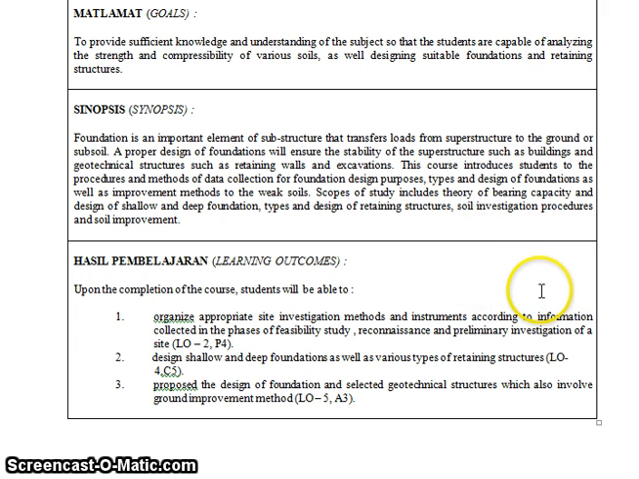For this particular course, we line up three learning outcomes. One, to organize appropriate site investigation method and instrumentation according to information collected by the feasibility study, reconnaissance and preliminary investigation of a site. And then after that, we hope you'll be able to design the shallow and deep foundation as well as various types of retaining structure. And number three, hopefully you will be able to propose the design of foundation and selected geotechnical structures, which also involve ground improvement method.